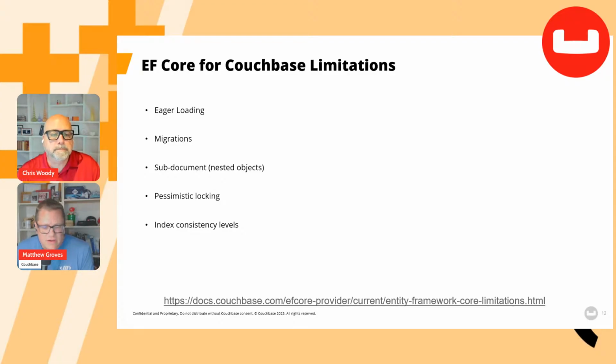Pessimistic locking is not there yet. It's supported by Couchbase, but it's not supported by EF Core. And the same thing with index consistency levels. If you're familiar with Couchbase, you know what index consistency levels are. You can't specify those with EF Core. You get the default level for now. So again, these are all things that kind of got out the door in version 1.